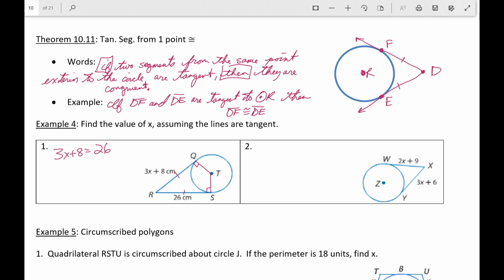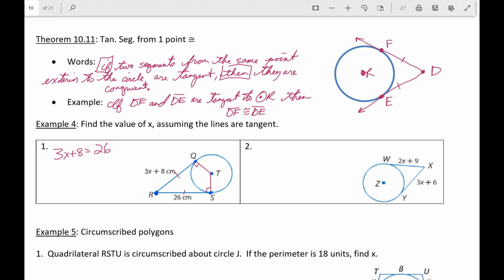Here we go. We have two tangent lines that start at the same point R right here. If two segments from the same point exterior to the circle are tangent, then they are congruent. So if this line segment RQ starts at the same point R, and then the line segment RS starts at the same point R, and they are both tangent, then we have two congruent lines. And so we've already indicated that here, and we've set up our problem.